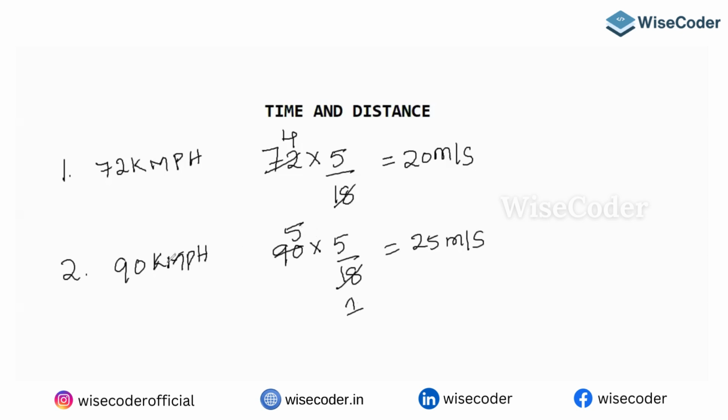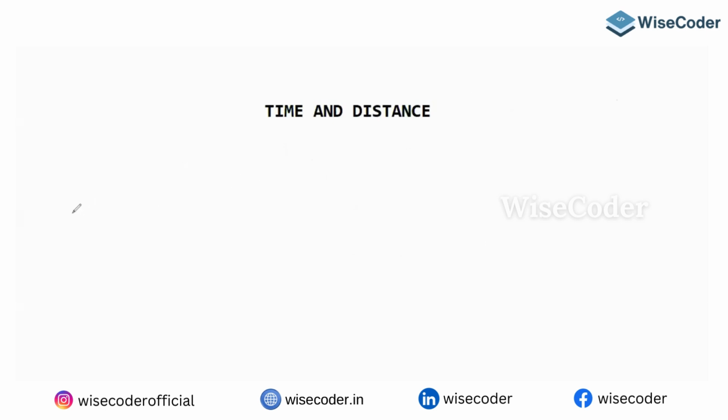Okay, let's do vice versa. What we have done here is kilometer per hour to meter per second. Now we'll do meter per second into kilometer per hour. Let's say 15 meter per second. I want to convert them into kilometer per hour. So 15 into 18 by 5.